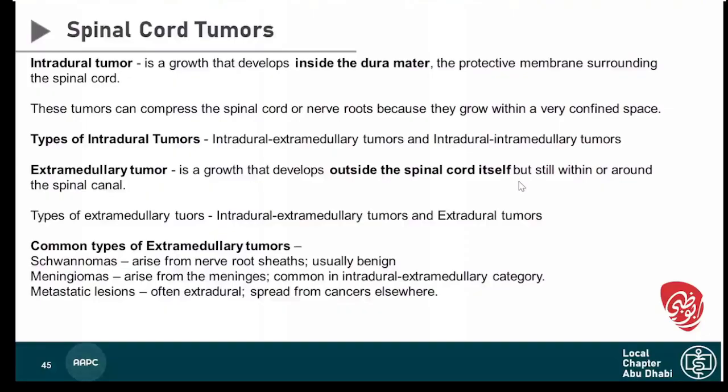Types of extramedullary tumors are intradural extramedullary tumors and extradural tumors. Common types of extramedullary tumors are schwannoma, meningioma, and metastatic lesions. So extradural means outside the dura but within the spinal canal, in between the dura and the spinal canal. Okay, that is extramedullary. Intramedullary means within the dura.